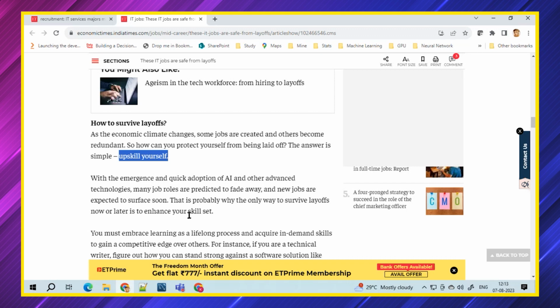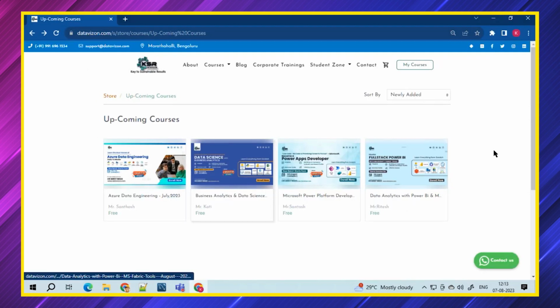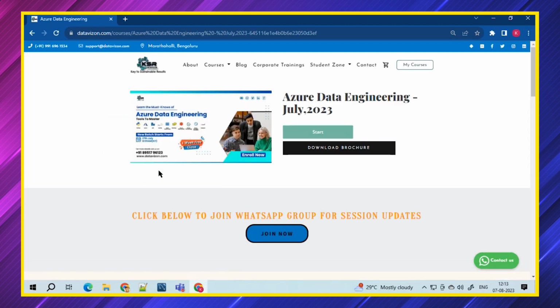Now, I'm going to talk about the few new courses and new batches that we are going to launch. So I'll just walk you through one by one. In this month, we are going to launch Azure Data Engineering, which has already started. It started in the last week, on the 27th, and we had five free sessions. So even now you can join this course and you can scale up.